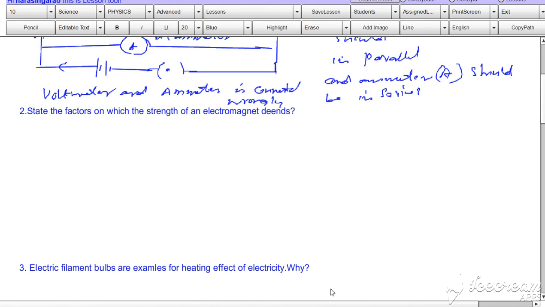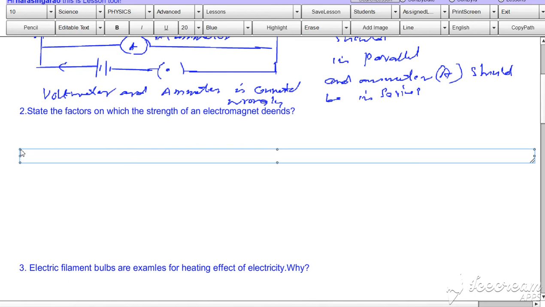Welcome back. We are discussing the second question on electromagnets. An electromagnet is a coil, a copper coil wound around soft iron. When current is passed through it, the soft iron becomes a magnet, so it is an electromagnet. The strength of the electromagnet depends on some factors.